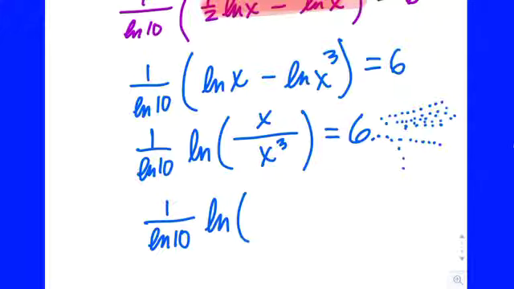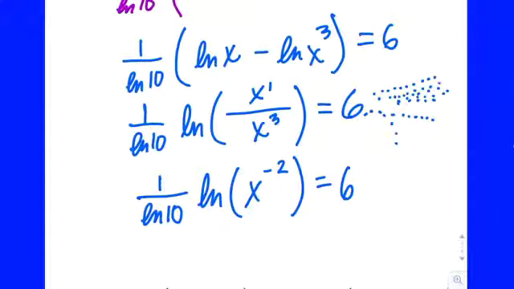Okay. All right. So what is x over x cubed? Simplify to x to the negative second, or 1 over x squared. I'll call it x to the negative 2 power. Why the heck not? Okay. That equals 6. Okay. Are we even making progress? Geesh, I don't know.